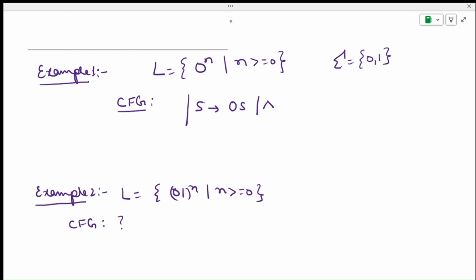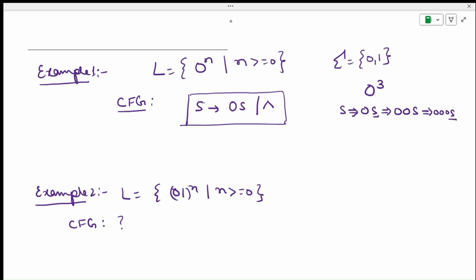We can clearly see the derivation. If I have the string 0 raised to the power 3, I can derive it using this S. S is replaced by 0S, and again this S will be 0S, again this S will be 0S, and finally this S is replaced by null, so I get 3 zeros. Similarly, you can derive any string of the kind 0 raised to the power n for any value of n greater than or equal to 0.